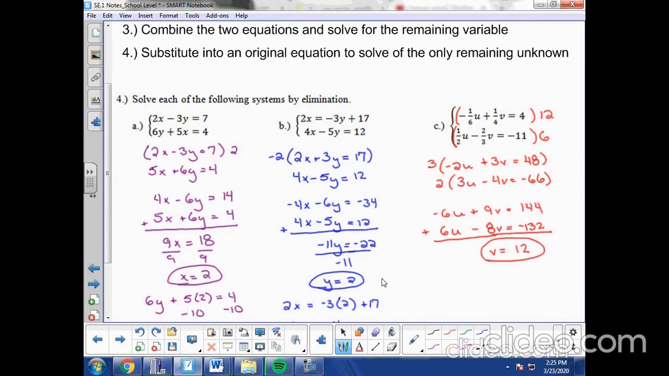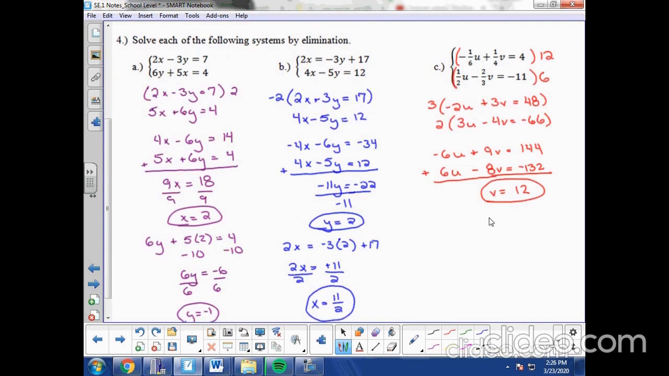No more work for that specific equation. Now I do want to be able to figure out what u is, so I can take one of these equations and now substitute in for v. So let's take this first one, so negative 1/6 u plus 1/4 times 12 equals 4.